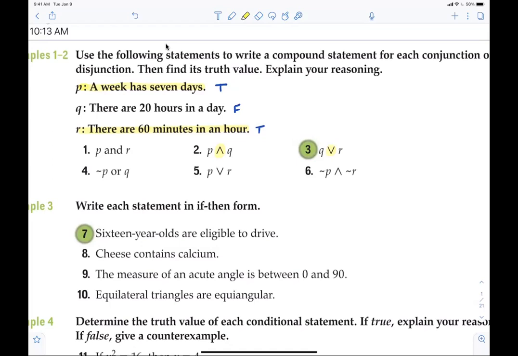All right, now someone be brave for number 6. Will, you gonna give it a shot? A week doesn't have 7 days, and there aren't 60 minutes in an hour. All right, I like that. A week does not have 7 days, or there are not 60 minutes in an hour.